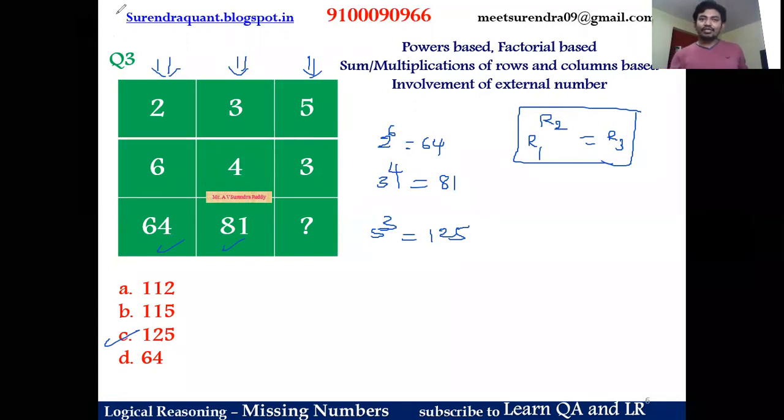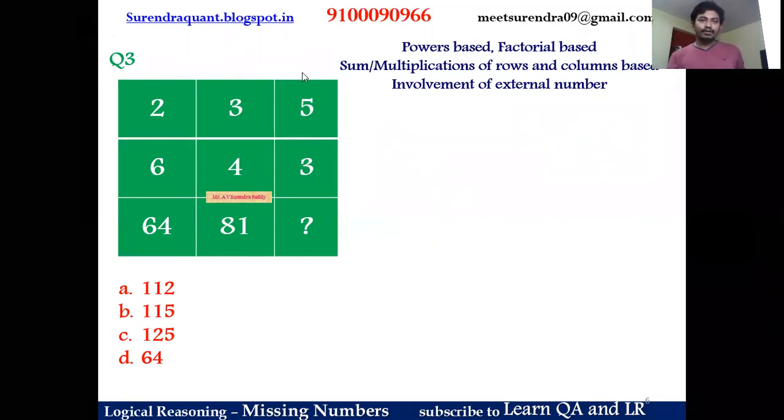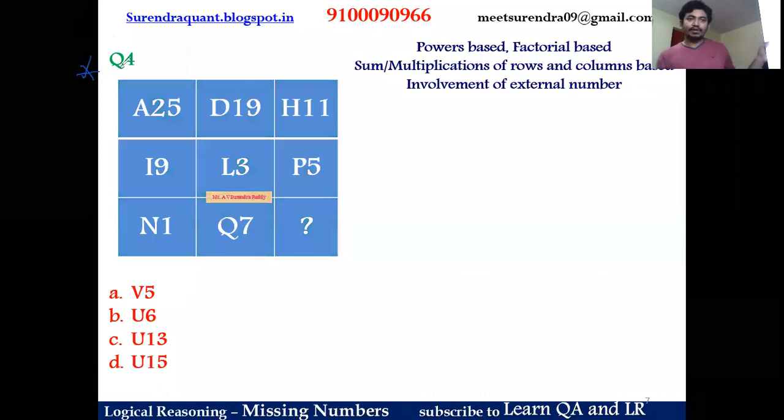So let's go for question number 4. This is one of the finest questions from our collection, from our framing of the question. So you try to solve for some time. If not, you can watch the video, right? So friends, you have in the first row A25, D19, H11.